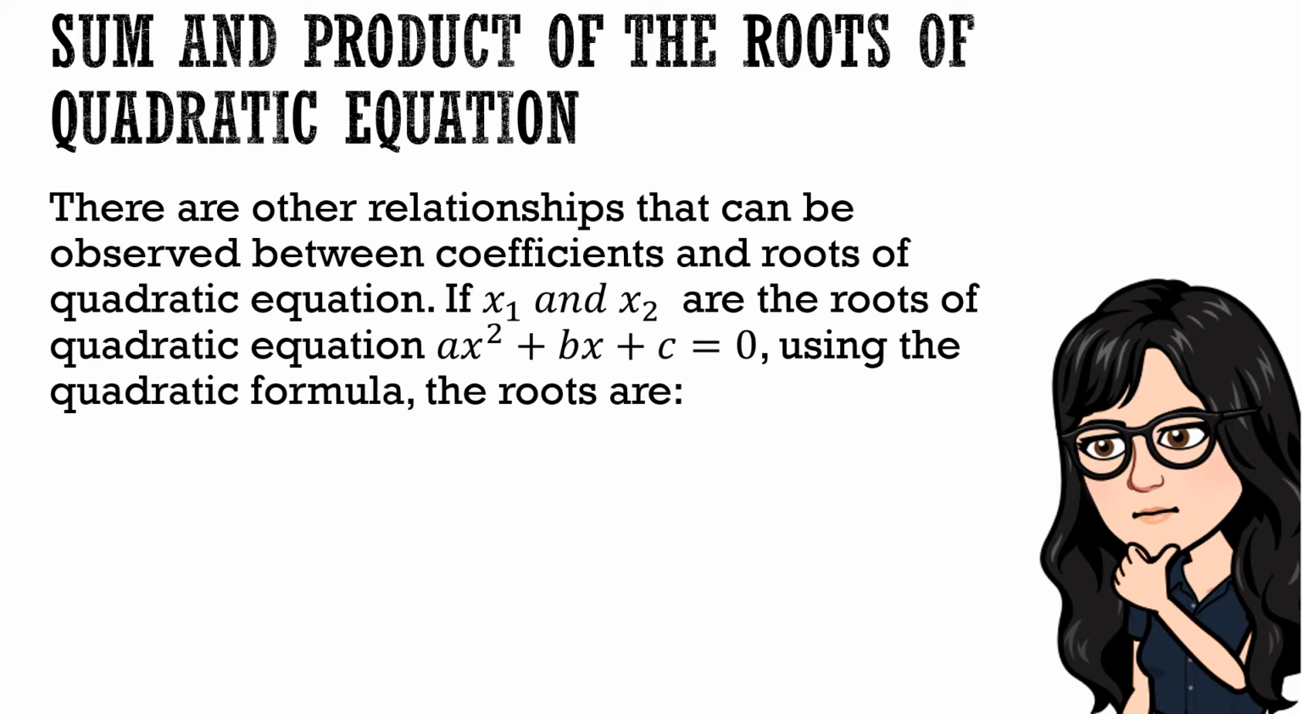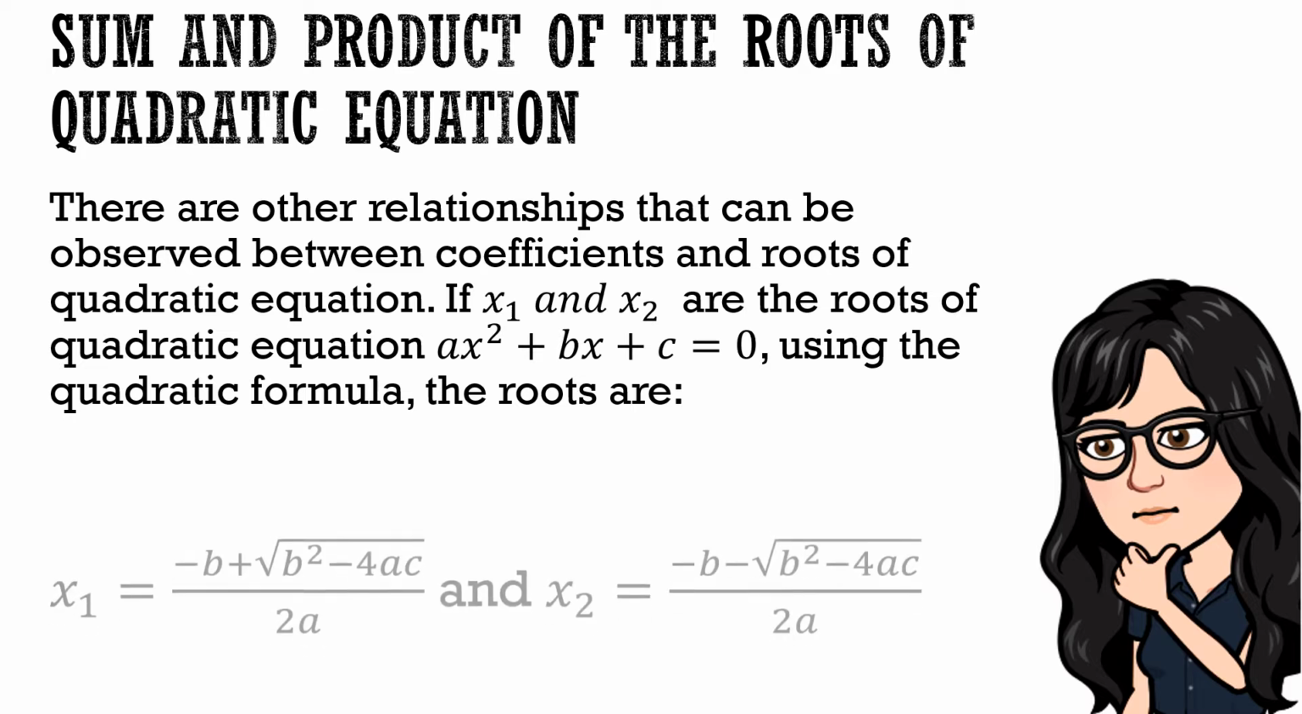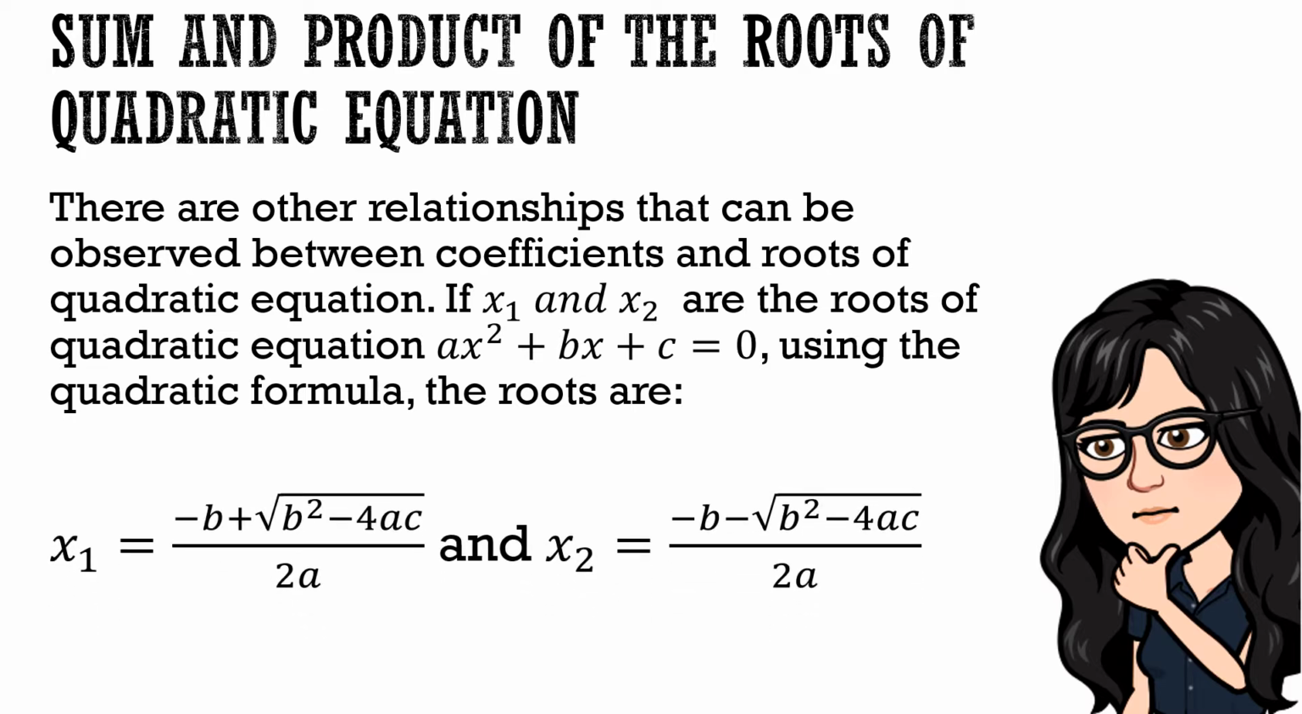If x sub 1 and x sub 2 are the roots of the quadratic equation ax squared plus bx plus c equals 0, using the quadratic formula, the roots are x sub 1 equals negative b plus the square root of b squared minus 4ac over 2a, and x sub 2 equals negative b minus the square root of b squared minus 4ac all over 2a.